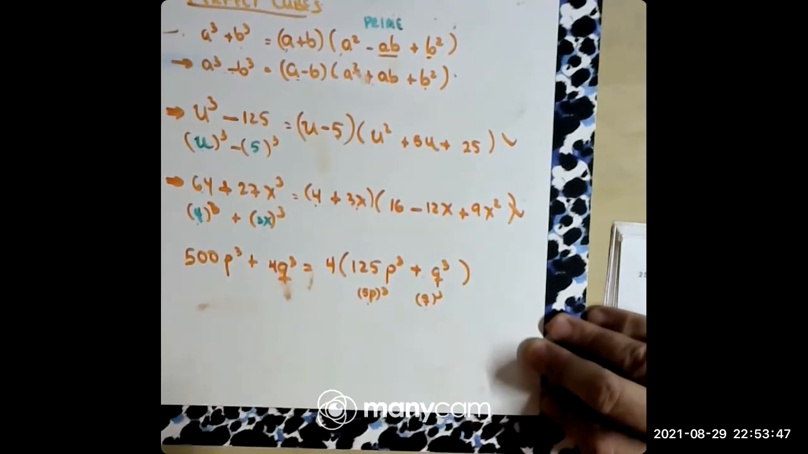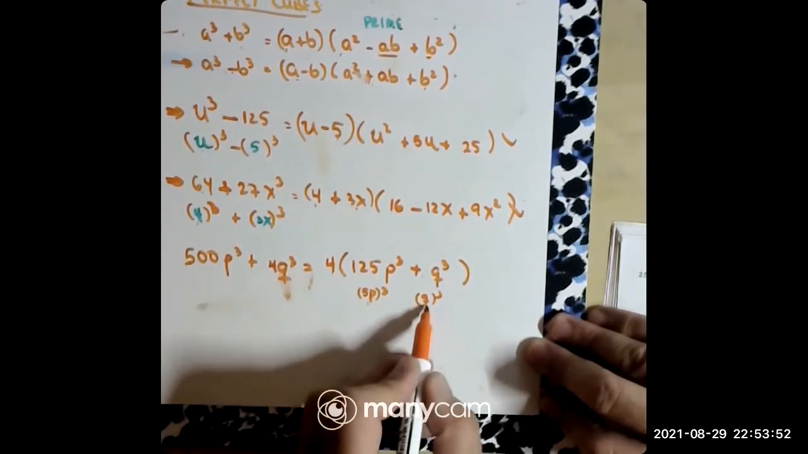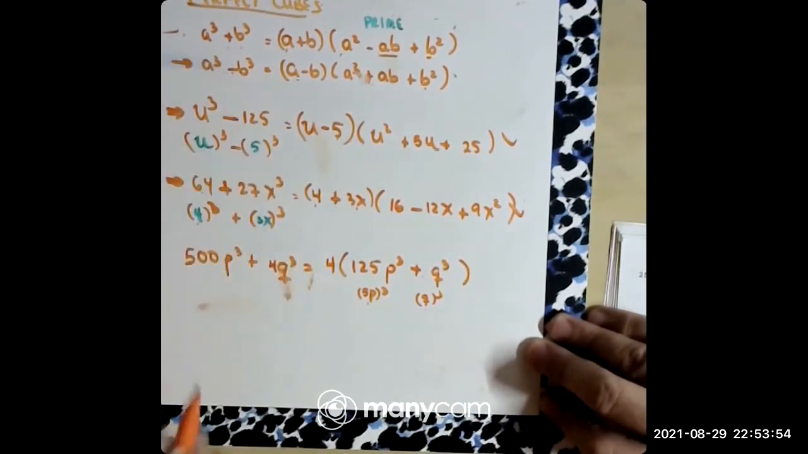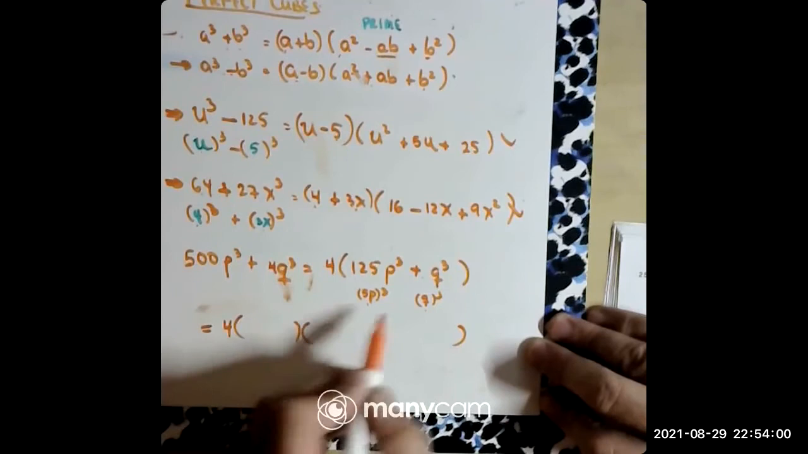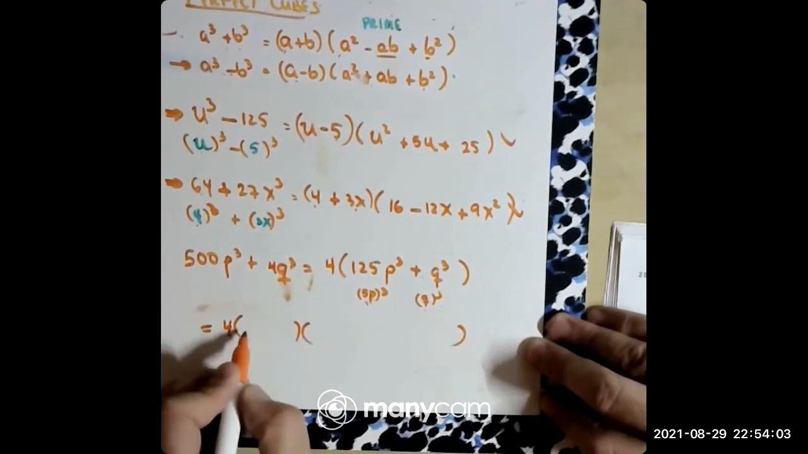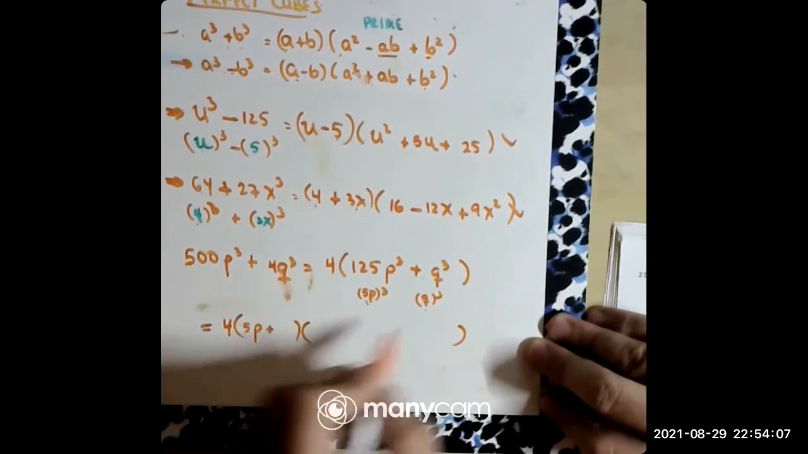So I have my a, I have my b. So a will be 5p, and b will be q. And we use the first pattern. So this equals, let me start here, 4 times what? a plus b, so it will be 5p plus 1q.